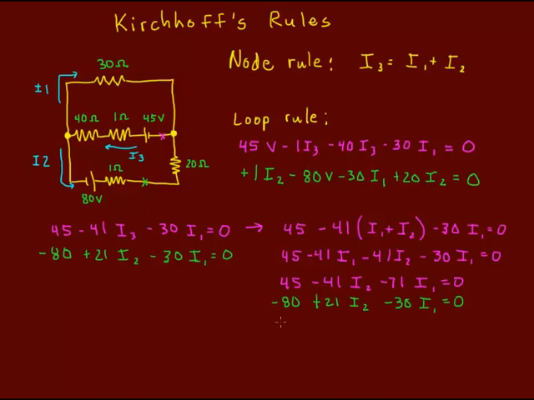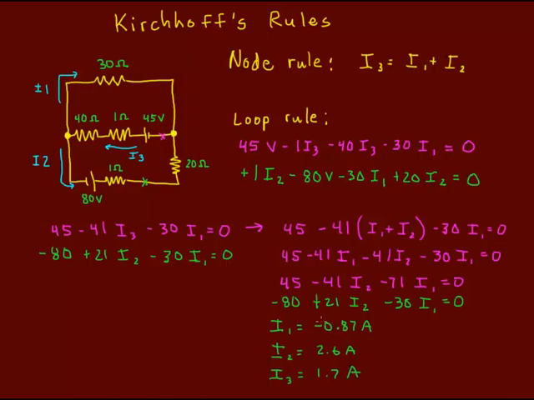And the answer for I1 would be negative 0.87 amperes. And for I2, 2.6 amperes. And for I3, see, once you get I1 and I2, you can put them back up in this equation here to get I3. And you would get 1.7 amperes.